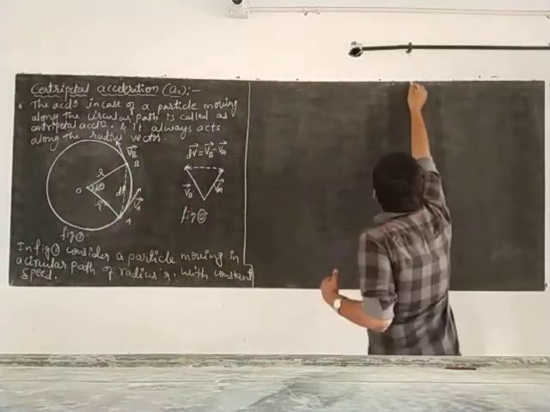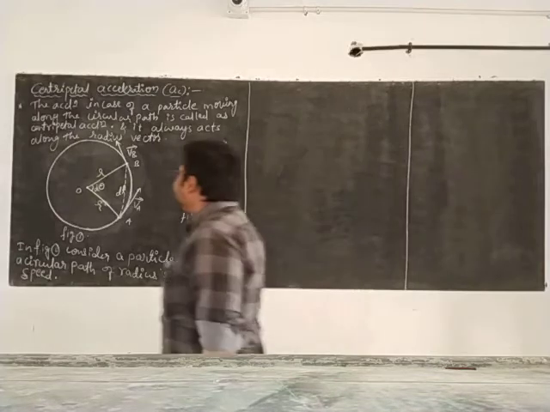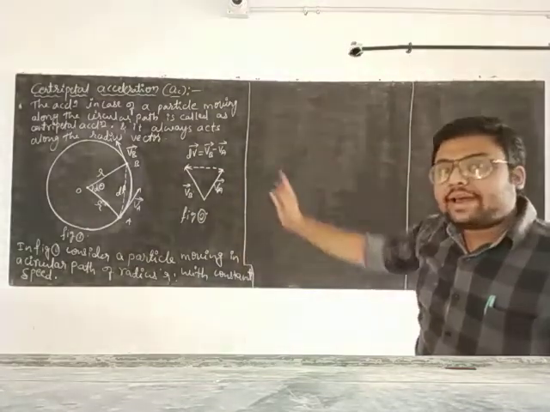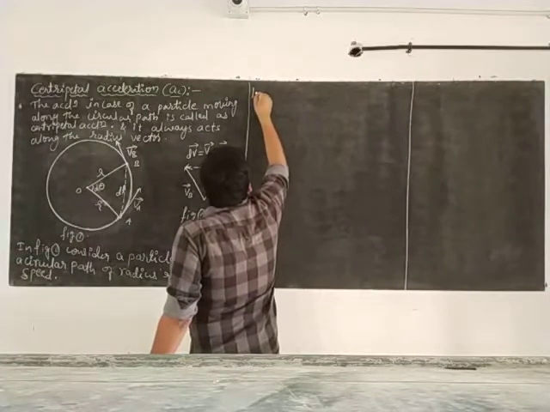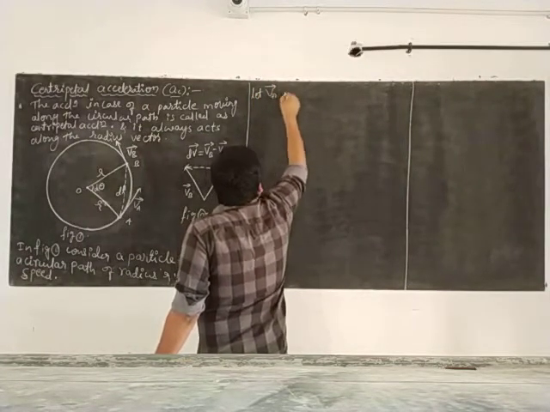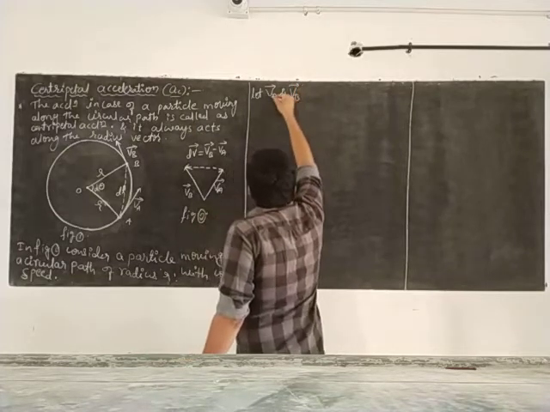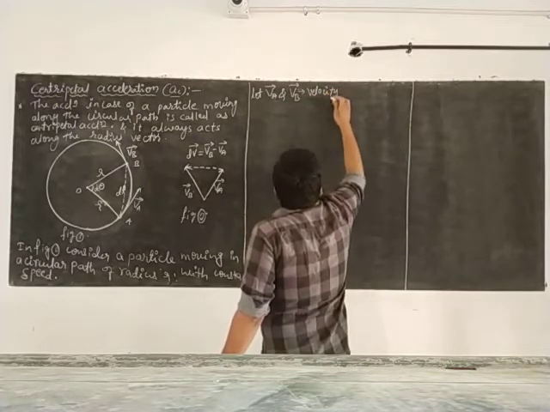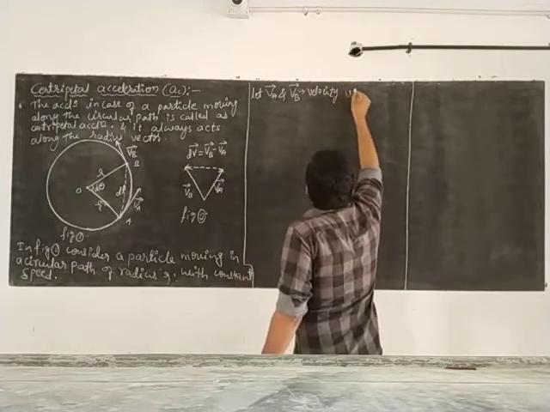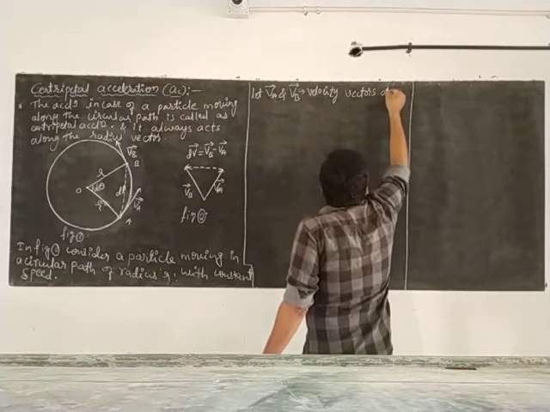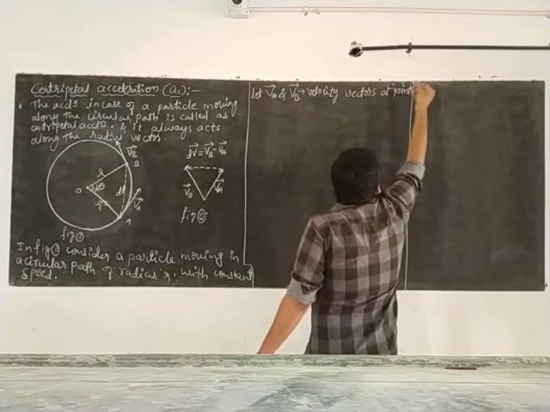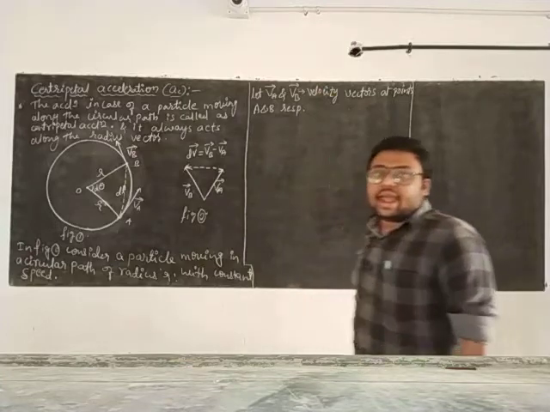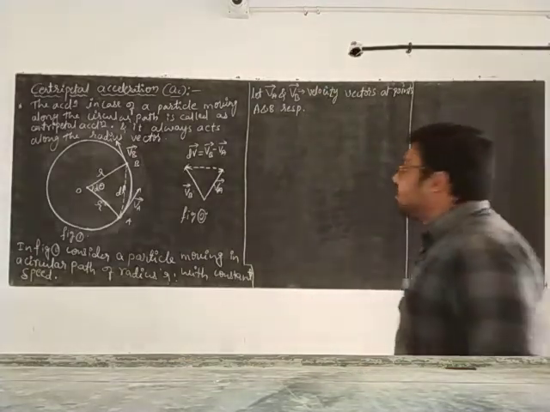Next. So here, VA and VB are the velocity vectors at point A and B respectively. Let VA and VB be the velocity vectors at point A and B respectively.